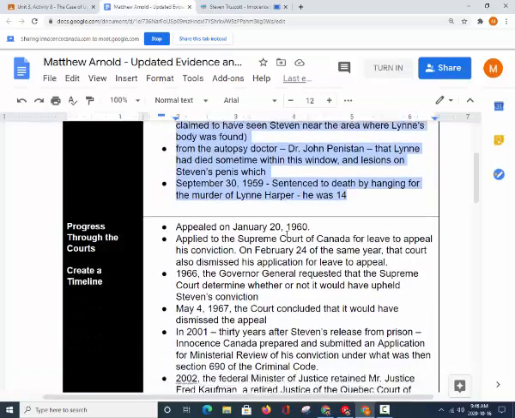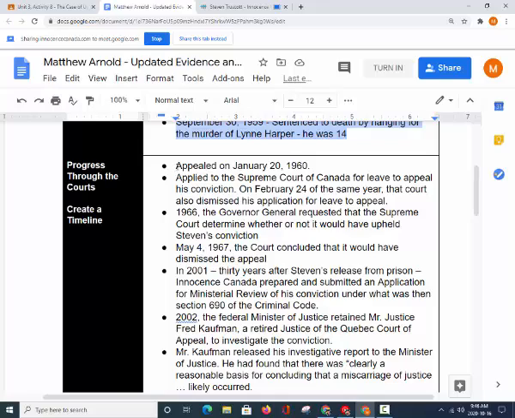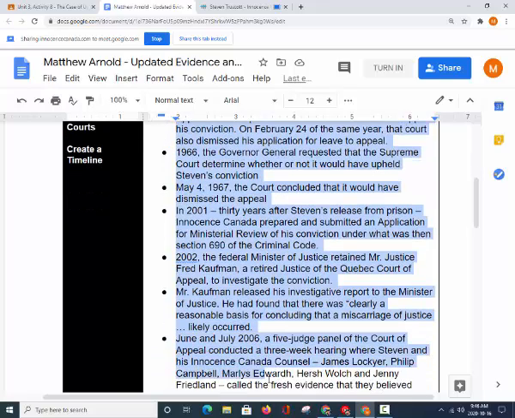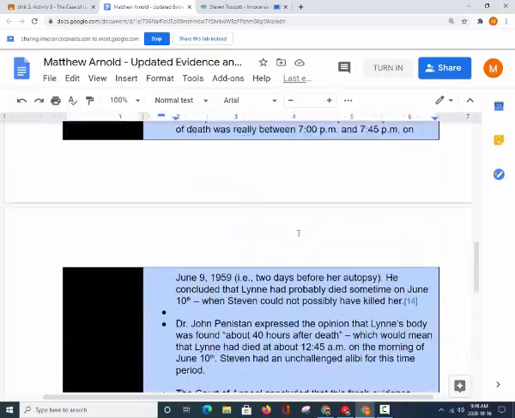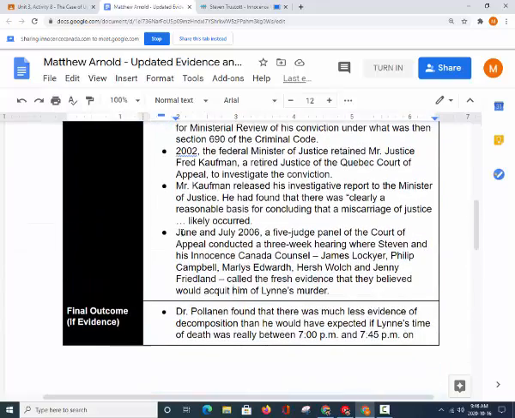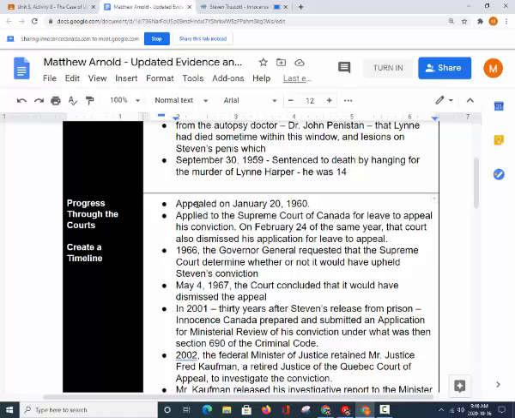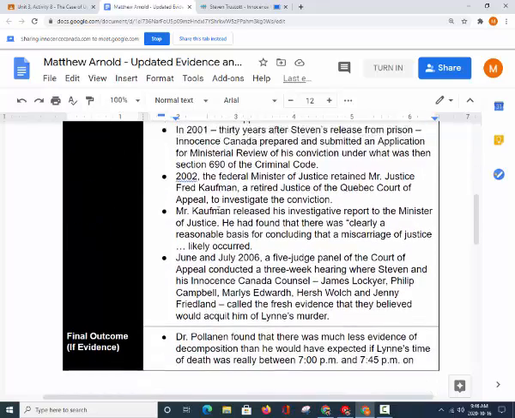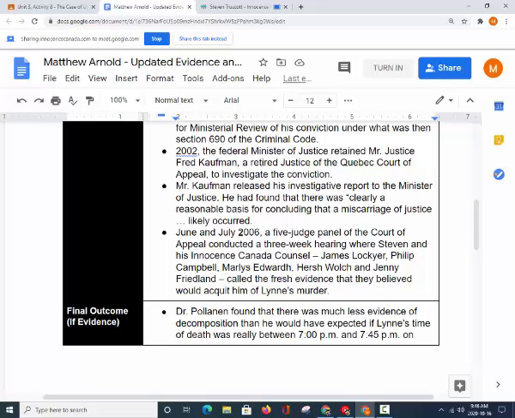The next part is that you are going to give a timeline of the original case up until the appeal, and if that person was exonerated in the Court of Appeal or the Supreme Court of Canada. So my timeline goes from January 20th, 1960, well, in fact, it goes from the sentencing part all the way to when he was acquitted in July of 2006.